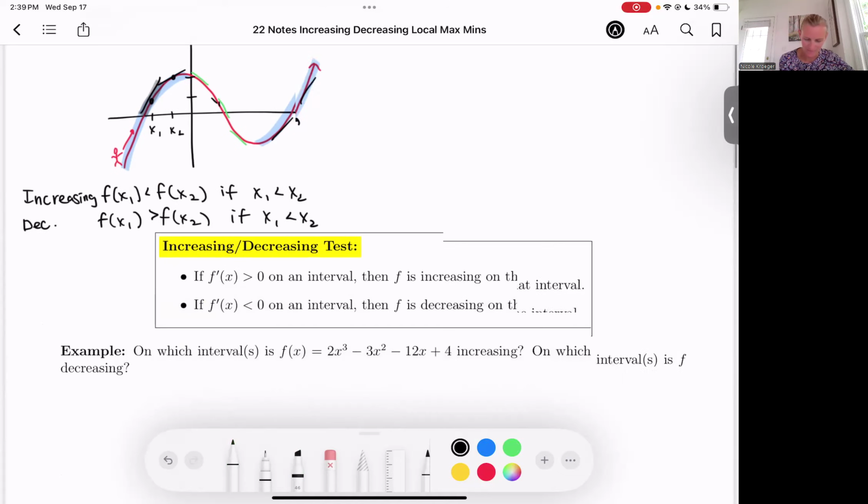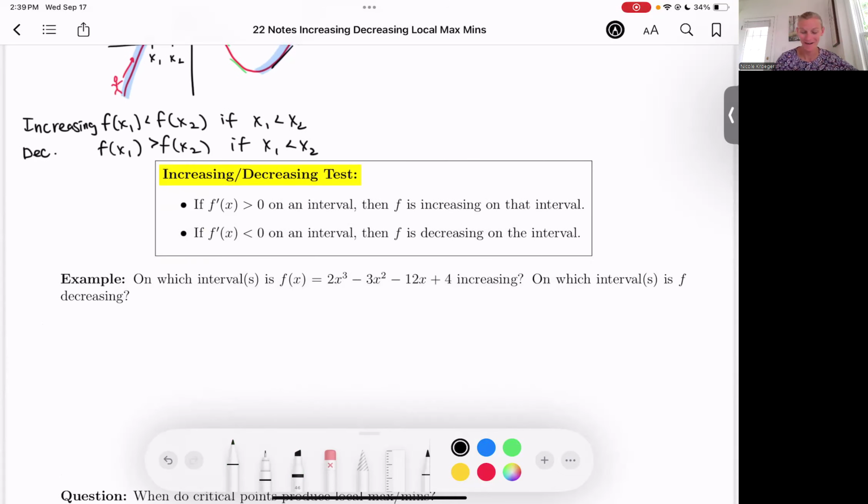That's our increasing decreasing test. This is not a very fancy name. But this test says that if the derivative is positive, then my function is increasing. If my derivative is negative, then the function is decreasing. So this gives us a nice calculus way of determining where a function's increasing and where it's decreasing.